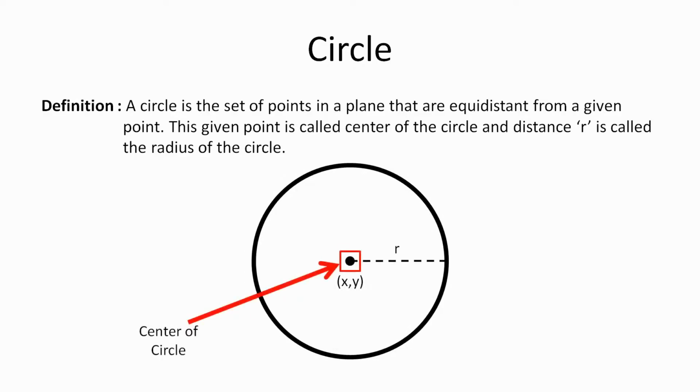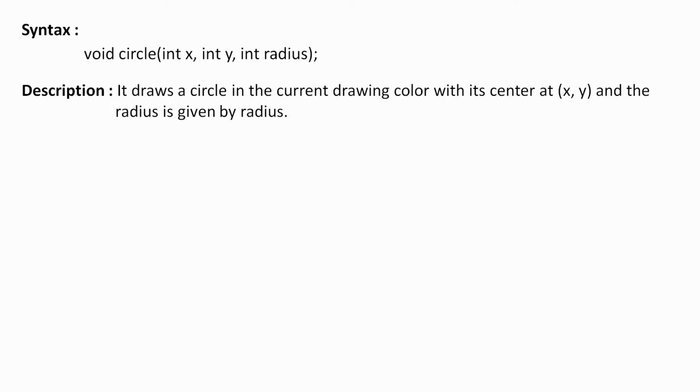This given point is called the center of the circle, and the distance r is called the radius of the circle. So here you can see that if we know the x and y coordinates of the center of the circle and the radius of the circle, then we can easily draw it. And to draw a circle, graphics.h library provides a function circle which takes three integer arguments. The first two arguments are the x and y coordinates of the center of the circle, and this last argument is the radius of the circle.